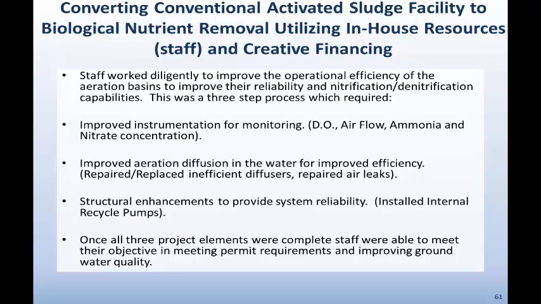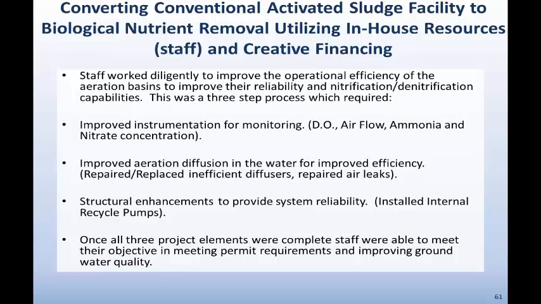So what we did, we had an option, $13.4 million, or we gathered staff, sat around the table, and we discussed, what can we do with what we have? Can we utilize existing infrastructure and avoid capital costs? And we came up with a plan to improve our process and improve our efficiency in order to nitrify and denitrify.